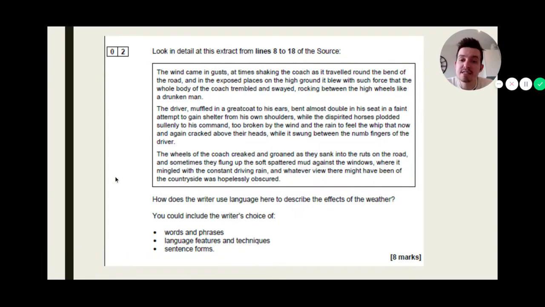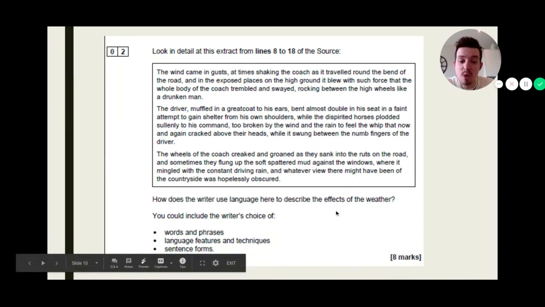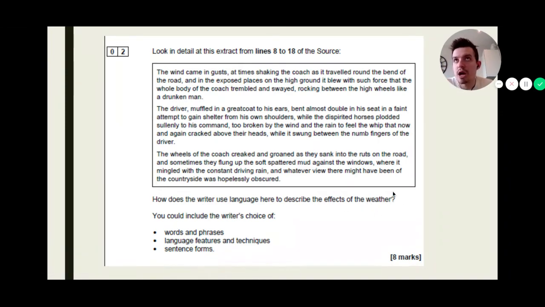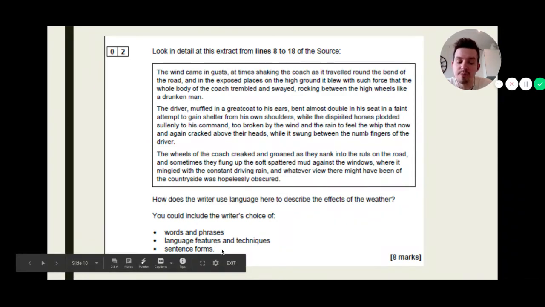So, this is an example extract, a zoomed in version of the larger extract that you would have to analyze. As you will see the question here, how does the writer use language here to describe the effects of the weather? Now, a different question for a different exam paper might not be asking you to describe the effects of the weather. It might ask you to describe a specific character or something like that. But it will always be asking you about language. And as we've said here, we're going to ignore the bullet points because actually they end up not being that useful.